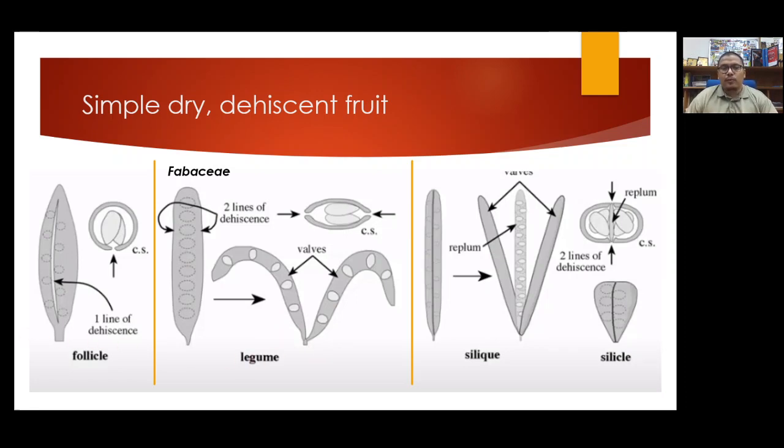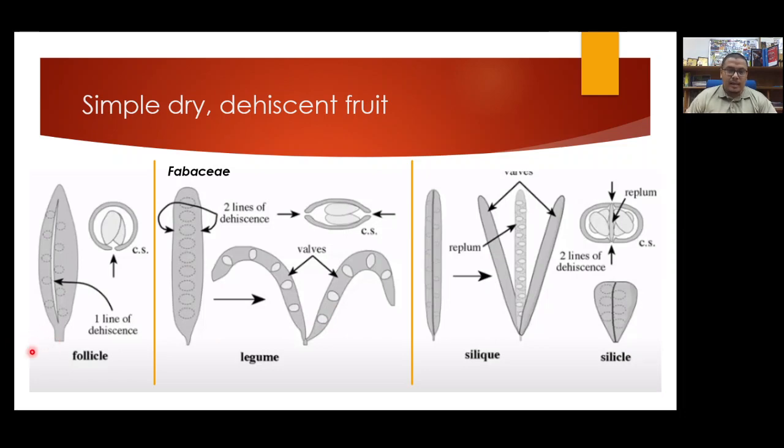The legume is a fruit that opens up on two sides. There are two lines of dehiscence, of opening, here, and so it splits into these two valves. So a legume is a single carpel, and it opens into two sides, like this.